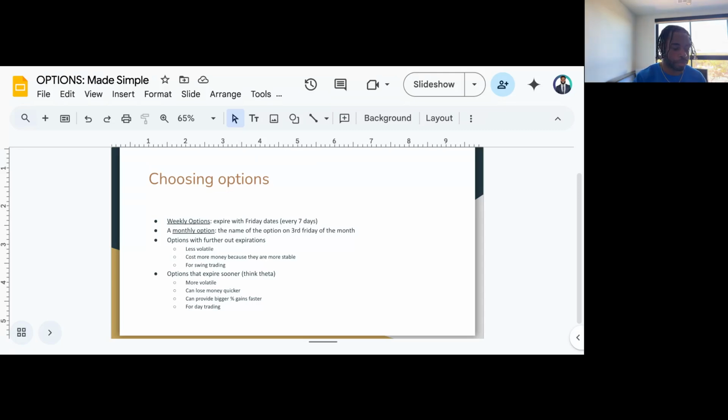This is how you choose options. Weekly options expire with Friday dates, every 7 days. A monthly option expires on the 3rd Friday of the month. Options with further out expirations are less volatile. They're going to cost more money because they are more stable, so you're paying to play. You're paying for that theta. Options with further out expirations are prime for swing trading, holding options for more than a day. Options that expire sooner are more volatile and can lose money quicker, but they can also provide bigger percent gains faster, and they're usually used for day trading.